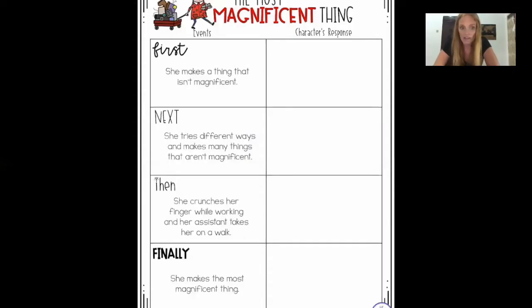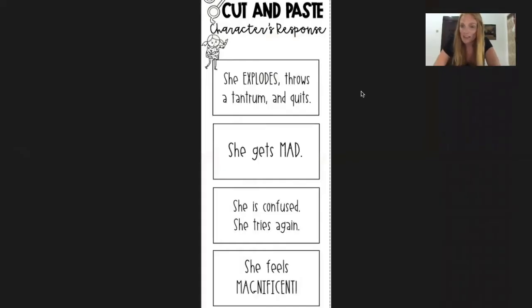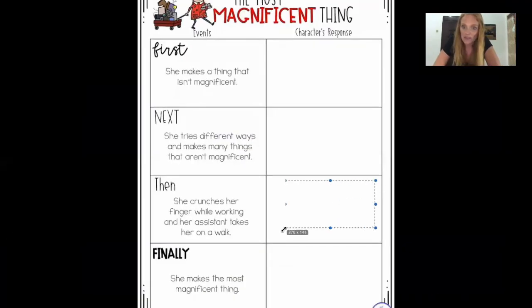All right, here we are. Then she crunches her finger while working, and her assistant takes her on a walk. So now she got her finger stuck, and it crunches, and it hurts so bad. There, look at her here. How does she feel after she crunches her finger? It says she explodes like a volcano. All of her anger comes out. So for the next box, we will cut this one here and glue it here.